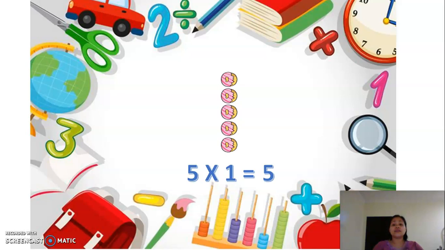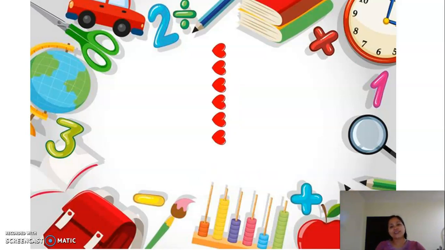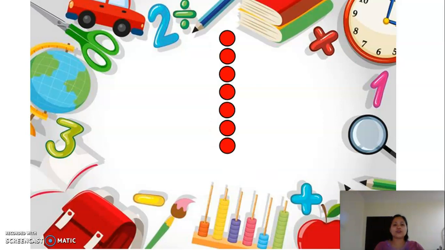Excellent. The answer is 1. Now let's go to the next picture. Wow, this time we've got an array of hearts. Okay, so how many rows and columns of hearts do we have here? So if we're going to write the multiplication number sentence, it's 6 times 1. So what is 6 times 1 then? 6 times 1 is equal to 6. Excellent. Now let's move on to the next picture.